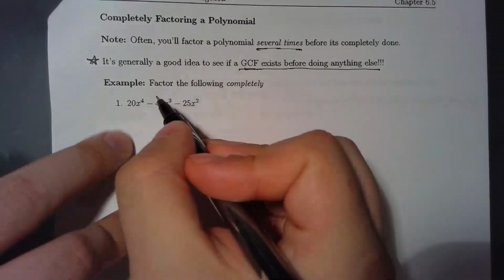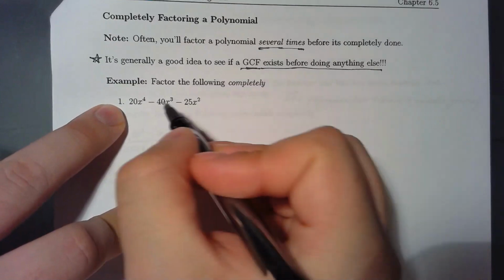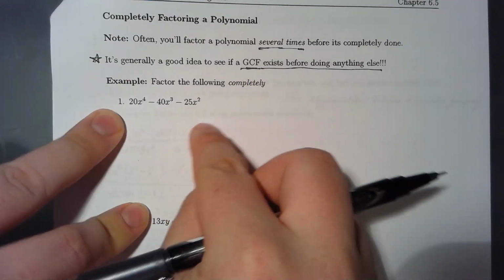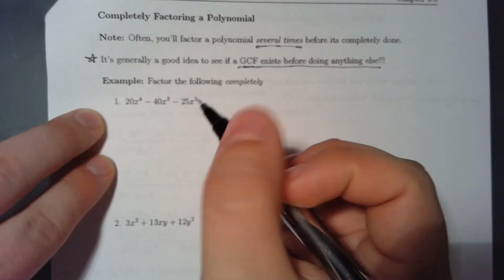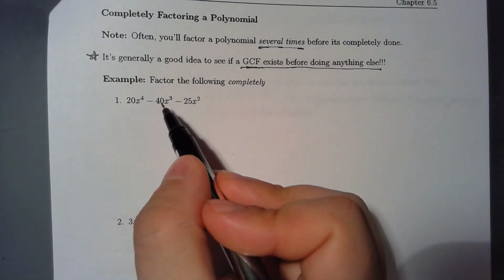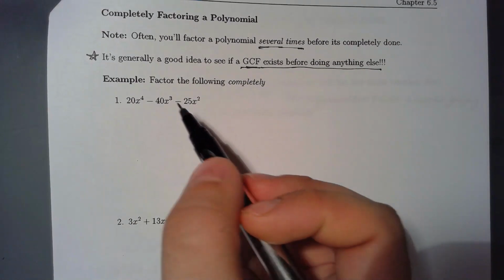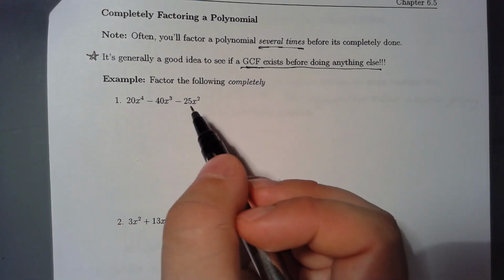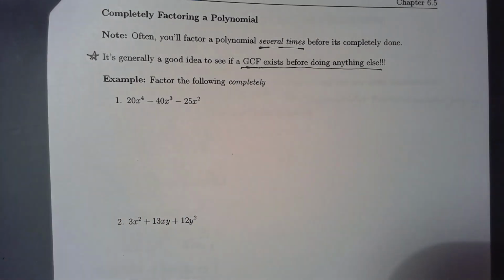So is there a GCF here? Now, when I say a GCF, I mean the whole thing. We're not going to use grouping here because there are only 3 terms. So is there a GCF between 20, 40, and 25? Yeah. The highest number that goes into those numbers is 5, right?